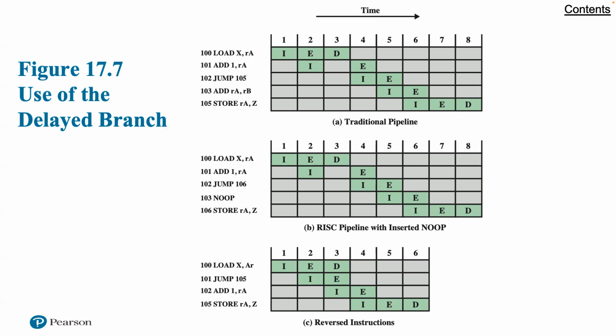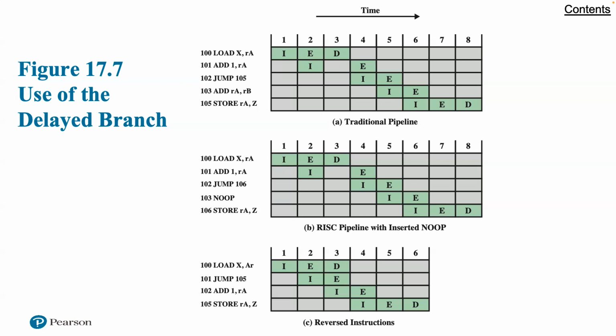Figure 17.7b shows the same pipeline handled by a typical RISC organization. The timing is the same. However, because of the insertion of the no-op instruction, we do not need special circuitry to clear the pipeline. The no-op simply executes with no effect. Figure 17.7c shows the use of the delayed branch. The jump instruction is fetched at time 2 before the add instruction, which is fetched at time 3.